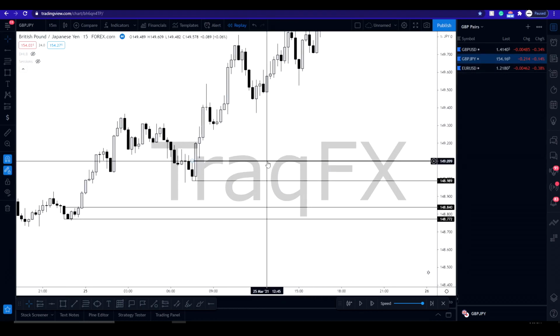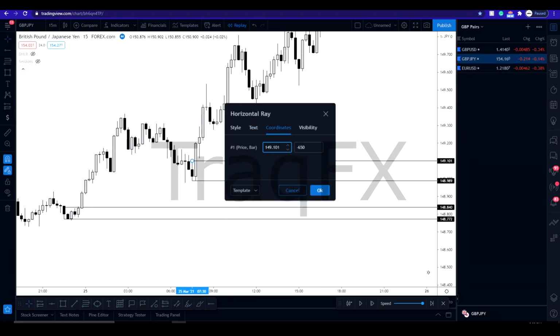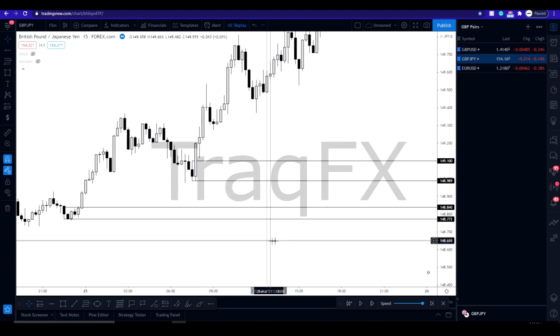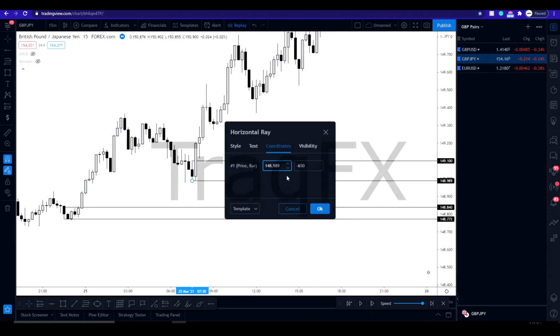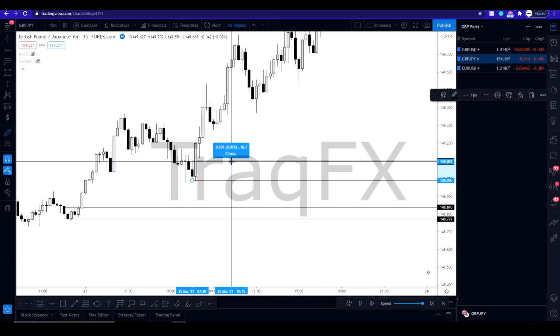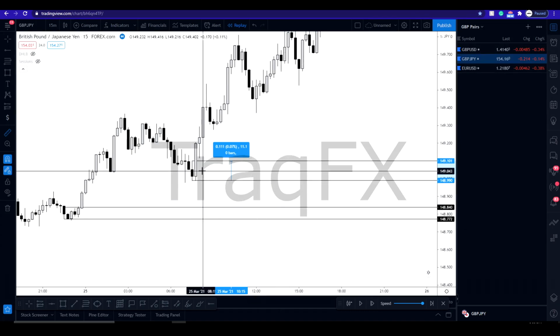And like we talked about, or we're going to be talking about psychological levels, we can see that this is a psychological level, 149, 100, and this is a bank level that the banks are trading at, and we can refine this up to 148, 990 right here. So now we have psychological confirmation, and we have a refined entry from 48 pips up to 11 pips.